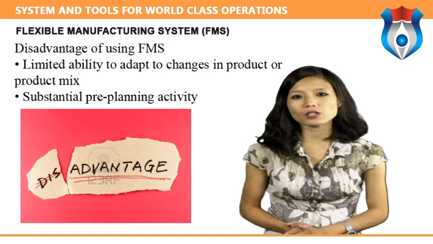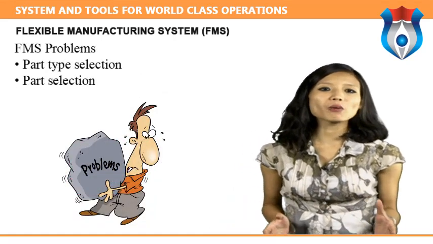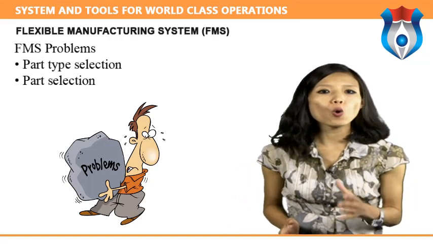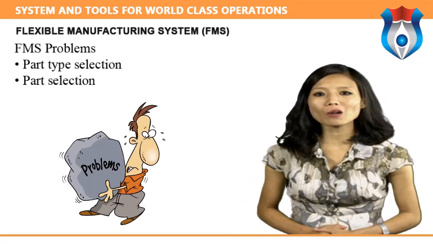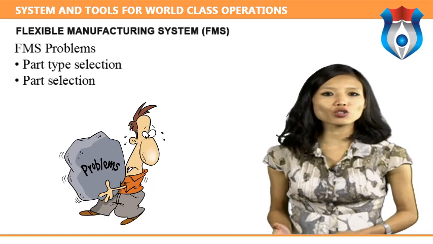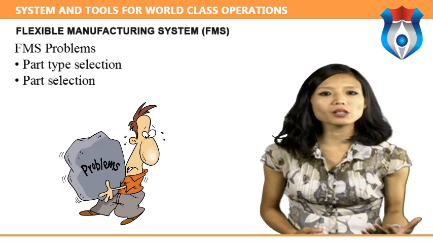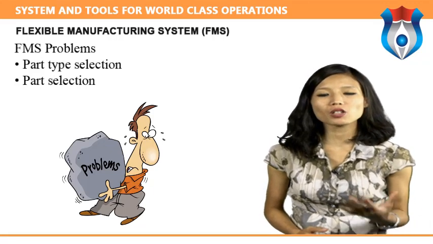Sustainable pre-planning activity, FMS problems, part type selection, selecting parts that will be produced in the FMS over some relatively long planning horizon. Part selection from the set of parts that have current production requirements and have been selected for processing in the FMS, select a subset for immediate and simultaneous processing.